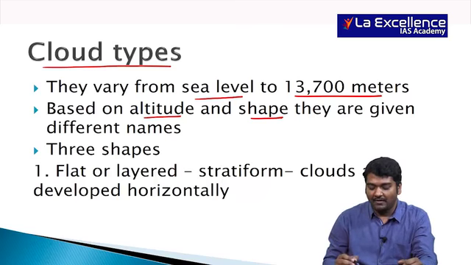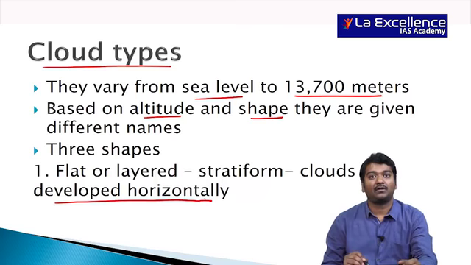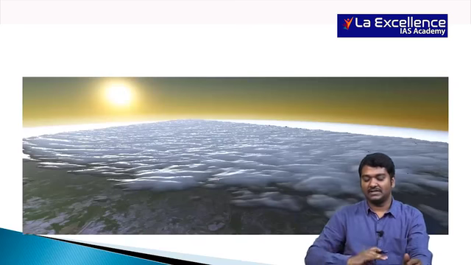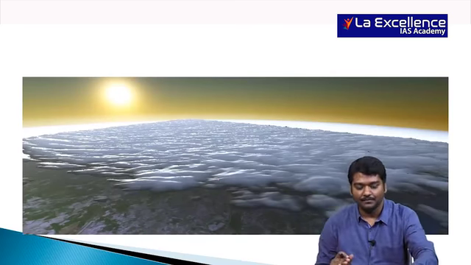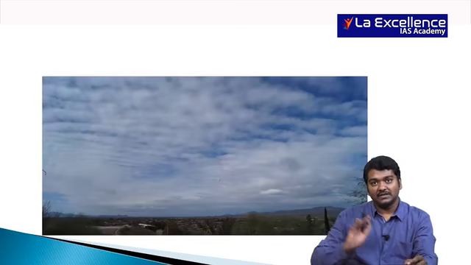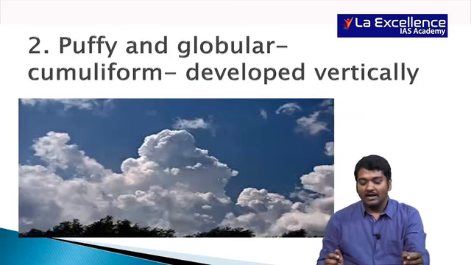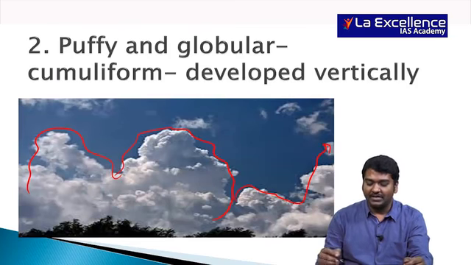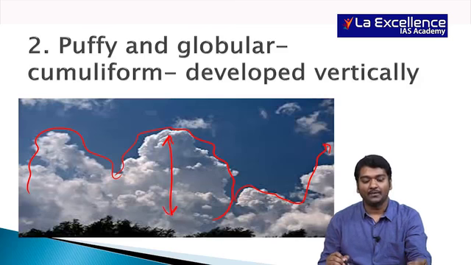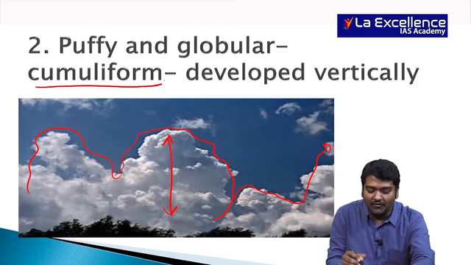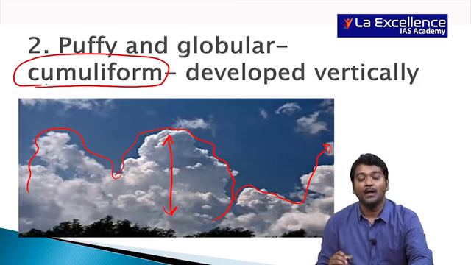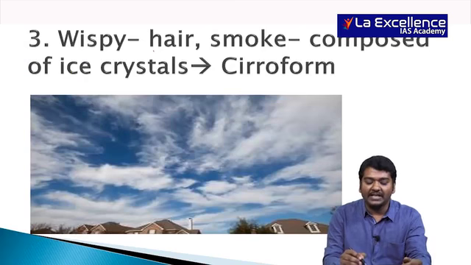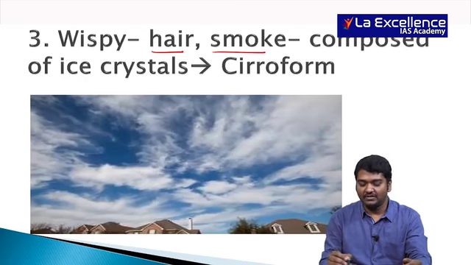Based on the altitude and shape, they are given different names. If you actually have horizontally developed clouds, we call it stratiform or layered. Can you see this? It is horizontally developed. Now, can you see this? Horizontally developed. If it is puffy, cotton shaped, vertically developed, can you see vertically developed? I call it to be cumuliform or cumulus clouds. Vertical, cumulus. Horizontal, stratus.